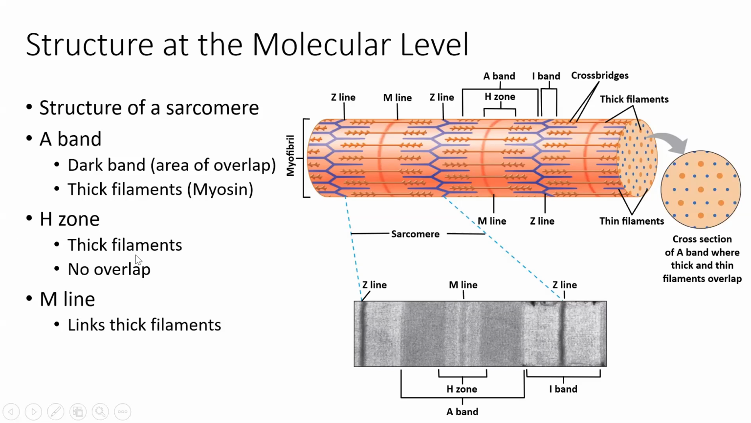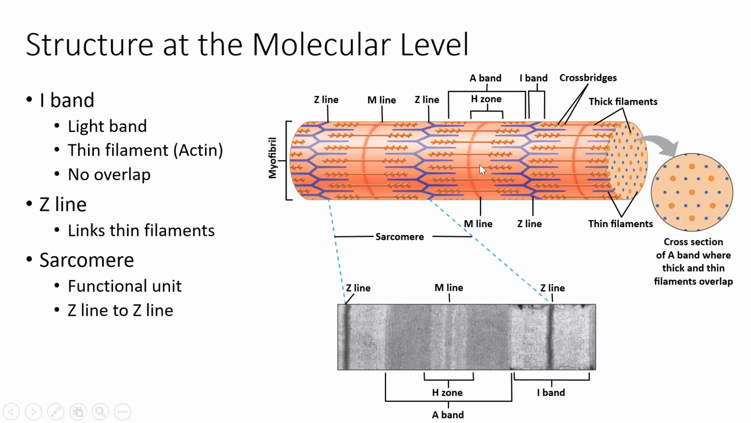Then we can speak about the H zone. Now the H zone is an area of thick filaments only, so there's no overlap. And we can see here these red areas are called thick filaments or myosin filaments, and there's no overlap of the blue filaments or actin, so we call this region the H zone. Running down the center of the H zone, there's a single line that connects each of these thick filaments. We call this the M line. And this is really what is connecting one thick filament to the other, this line that runs down the center of the sarcomere.